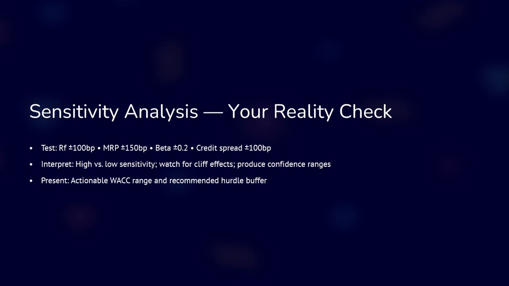If your WACC base case is 9.2%, but could be as high as 10.8%, they might set hurdle rates at 11.5 or 12% to provide buffer for both estimation error and execution risk. Remember, sensitivity analysis is not about being indecisive, it's about being honest about uncertainty while still providing actionable guidance.